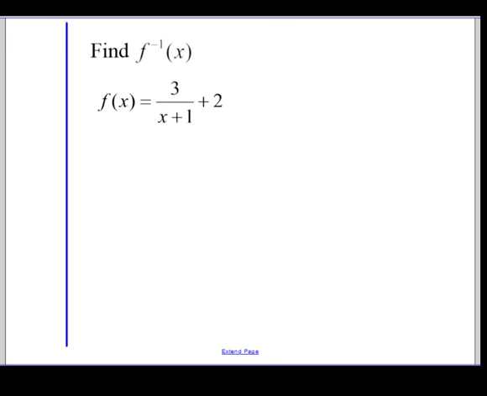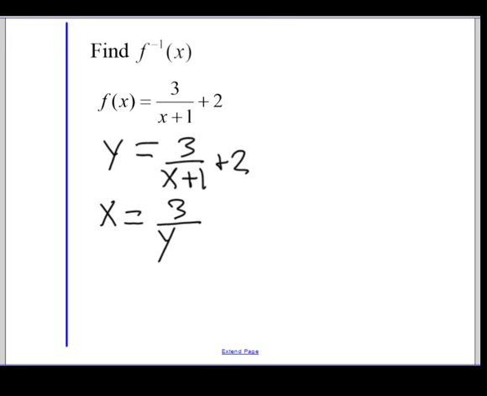So we're going to change our f of x into a y, so that we can do our switching around of x's and y's. Now let's switch our x and y around. So it's going to say x equals 3 divided by (y plus 1) plus 2. Now let's start to undo these things.